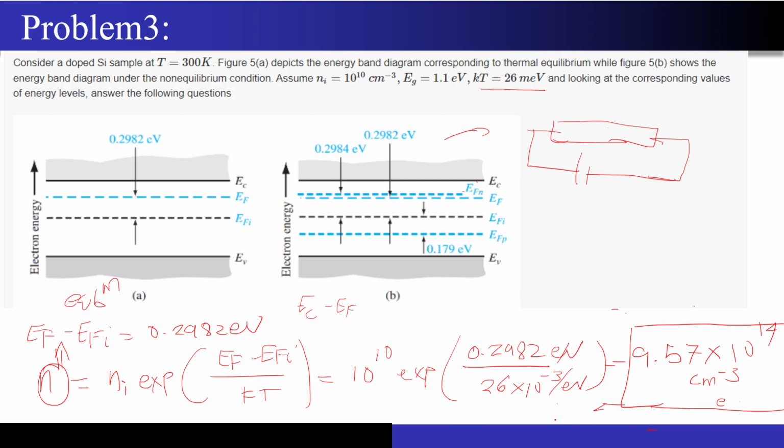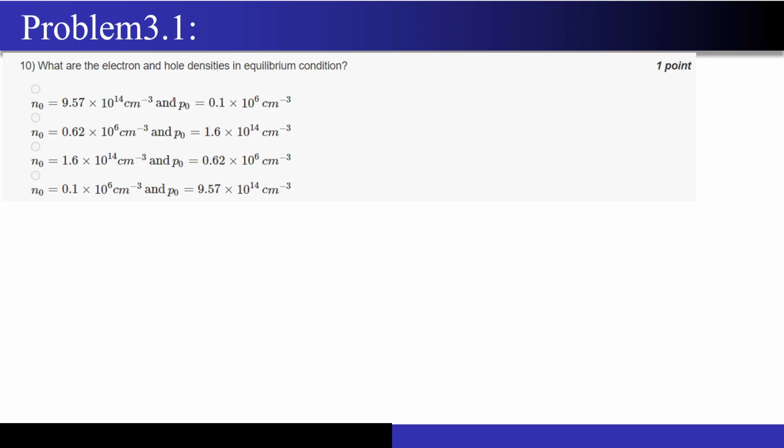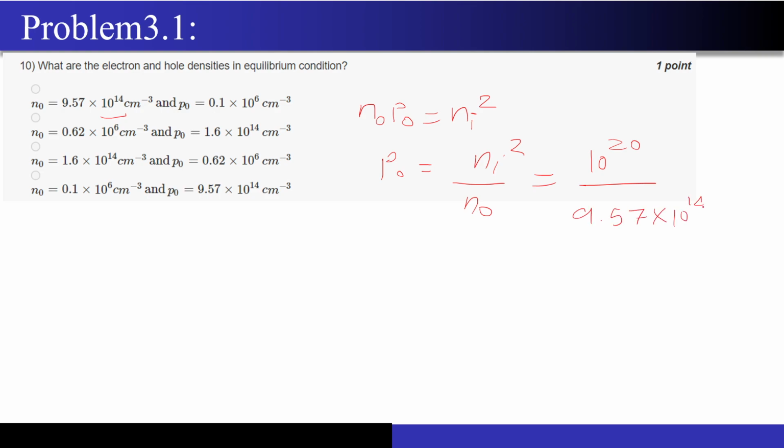Let me write it as N naught, because it is in equilibrium. So now 9.57 into 10 to the power 14, this is what we got. And now you know, for the equilibrium, the law of mass action is valid. It is not valid only when the semiconductor is not in equilibrium. So for P naught, I can write it as Ni square by N naught, correct? Ni has been given as 10 to the power 10, so this will become 10 to the power 20, and I just found the value of N naught, 9.57 into 10 to the power 14. So if we find the value of P naught, it will come out to be around 0.104 into 10 to the power 6 per centimeter cube.